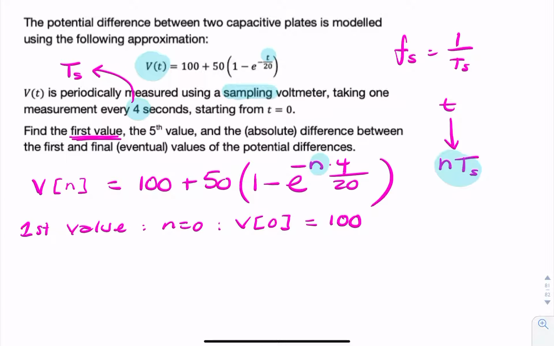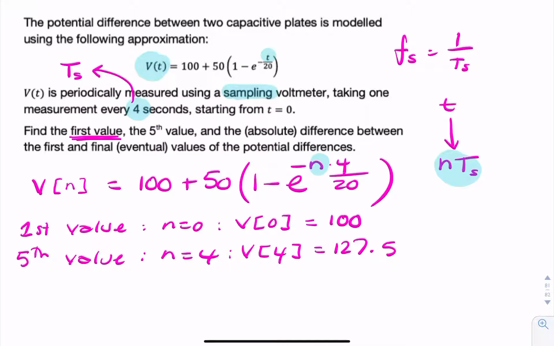Okay. It then asks for the fifth value. The fifth value is when n equals 4. So we want V of 4. So we simply replace n by 4, put that in your calculator, and that gives you 127.5 volts.